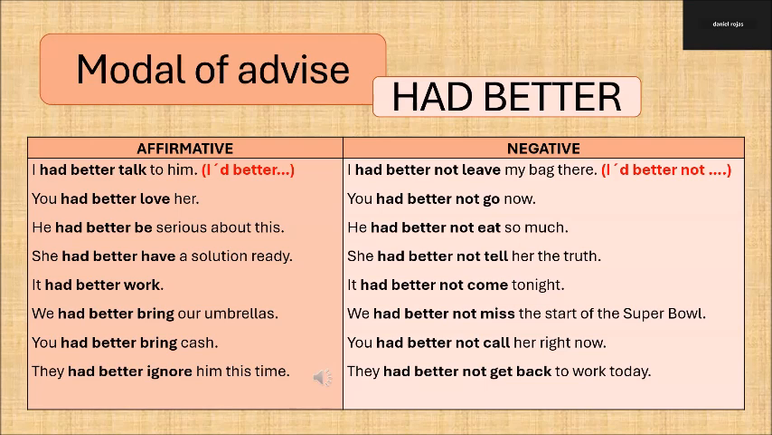Although negative sentences are not usually used in the negative form, here we have some examples. I had better not leave my bag there. You had better not go now. He had better not eat so much. She had better not tell her the truth.